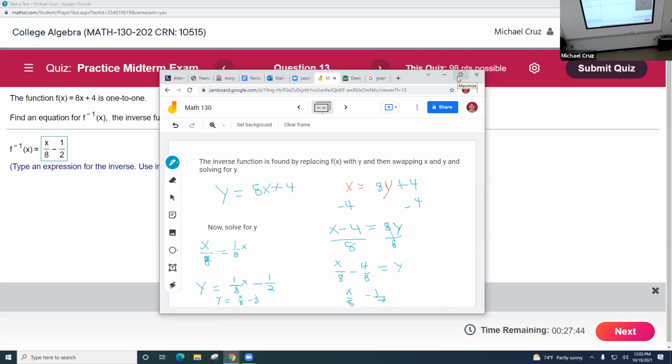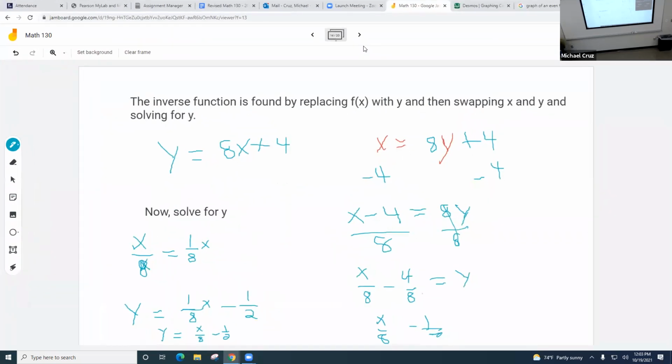But I just wanted to bring up the fact that 1 over 8x, 1/8x, is the same as x over 8. That way you can tell what the slope of the line is. It's 1/8. Sometimes we get 6x plus 4. Okay.